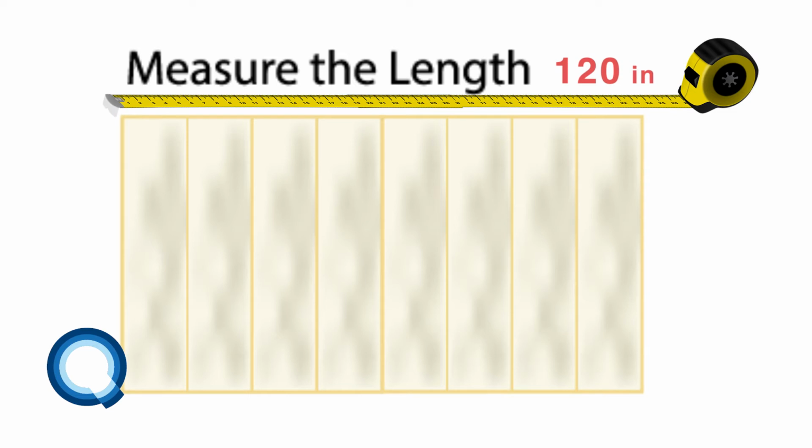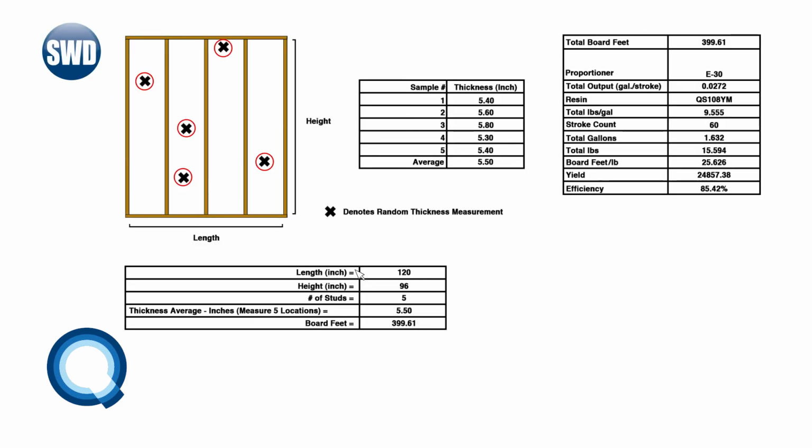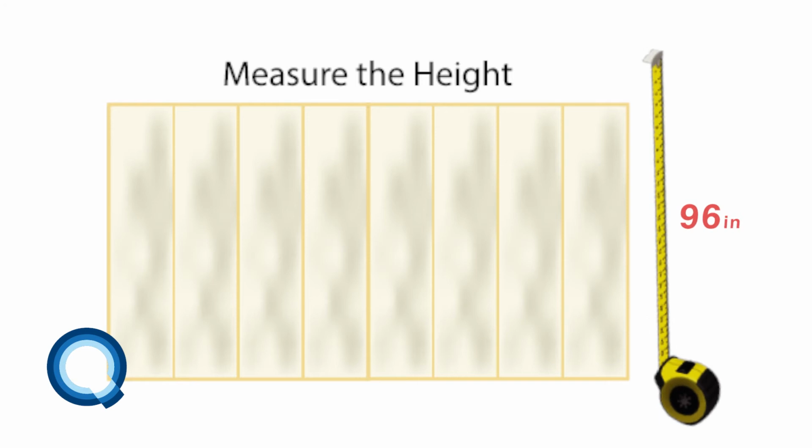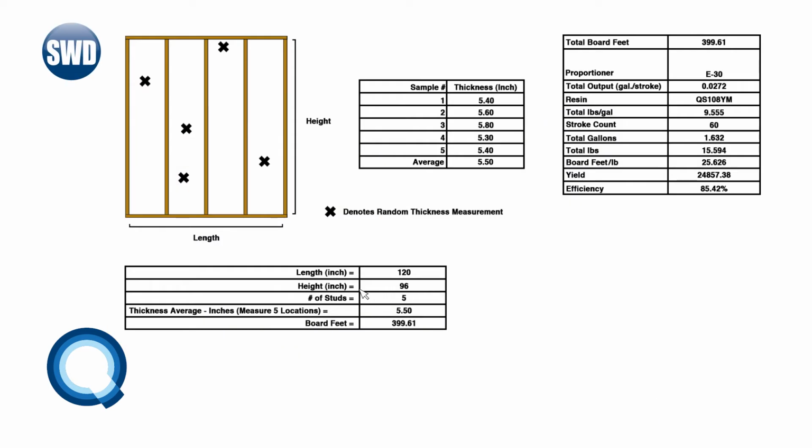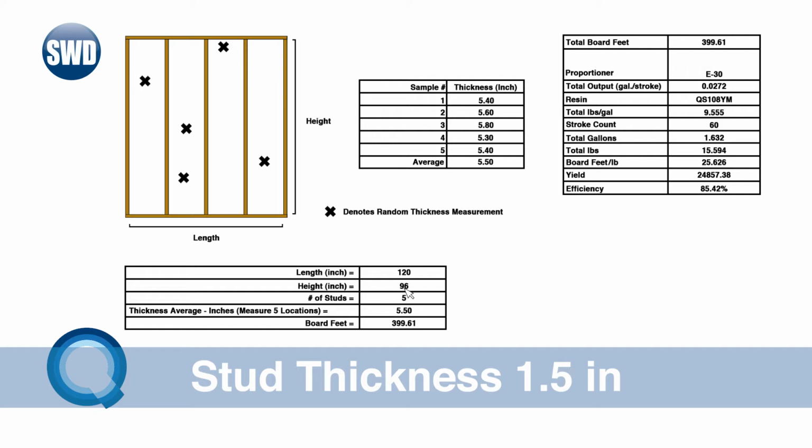Measure the length of the sample area. Type the measurement in inches into this field in Excel. Then, measure the height of the sample area. Type the measurement in inches into this field in Excel. Enter in the number of studs within your sample area. This is based upon stud width of 1.5 inches.